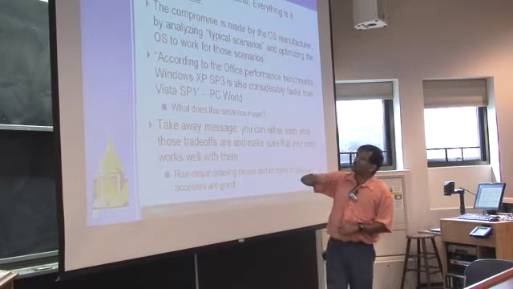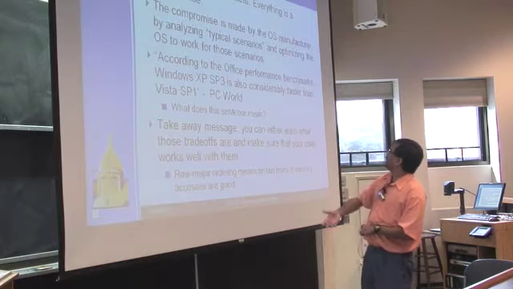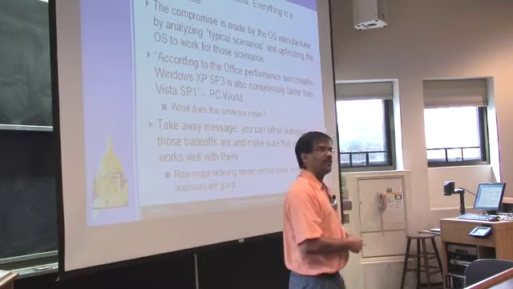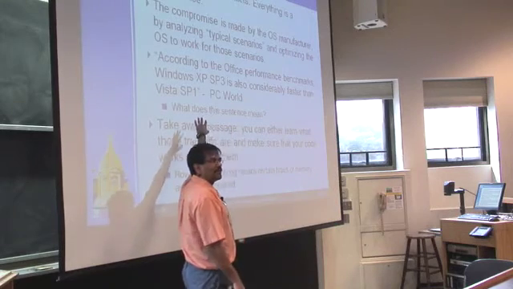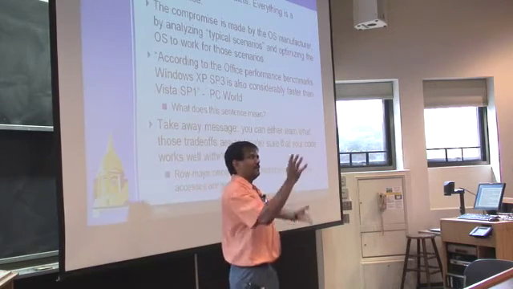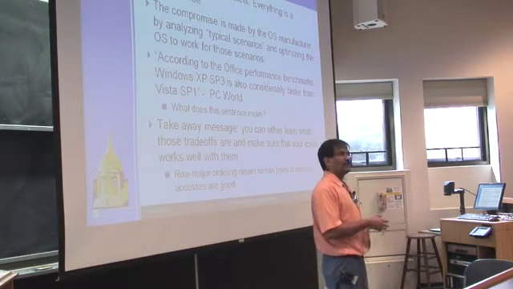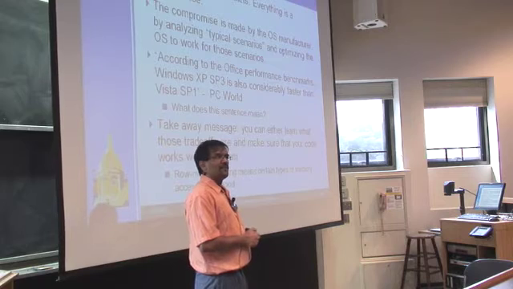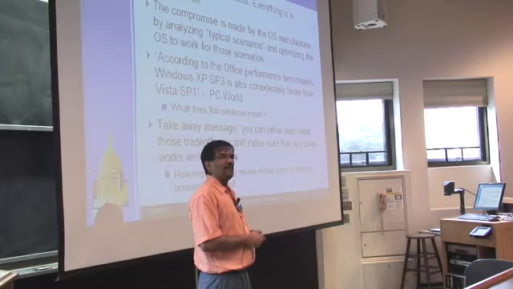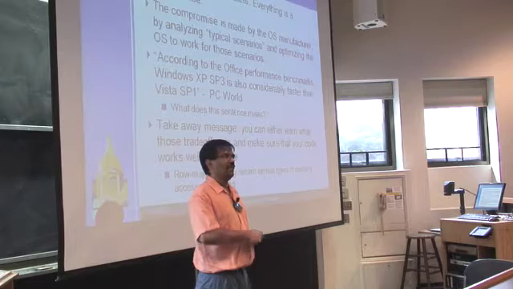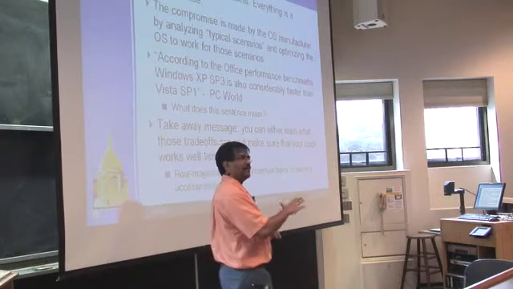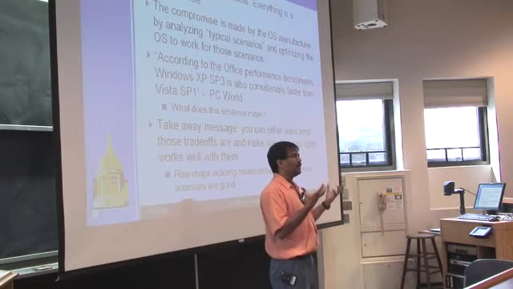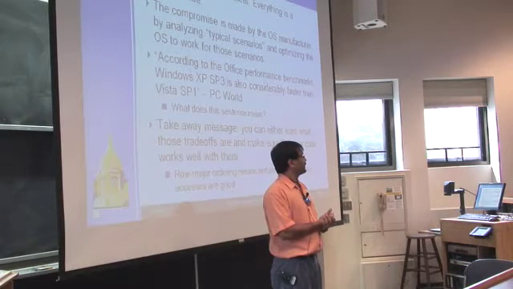So you may see some statements like this in the popular press, right? According to the Office Performance Benchmarks, Windows XP SP3 is also considerably faster than Windows Vista SP1, right? You've probably seen those in the popular press. They compare XP with Vista, XP with Mac, and all those things. So what does it mean when you say it's faster? Can you make an operating system faster than a previous version? And if so, how would you make them faster? Where do you get the performance?